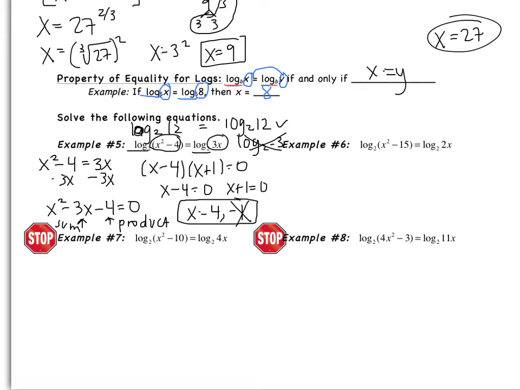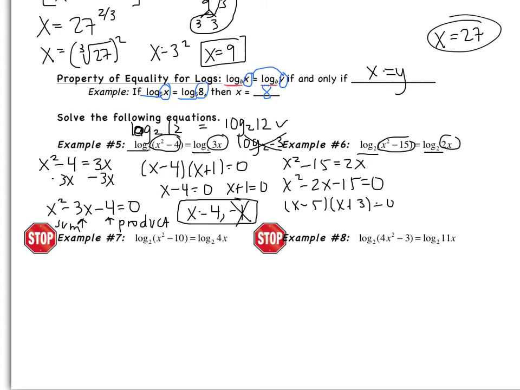Okay, let's try example 6. Again, I have log base 2, log base 2, they're the same. So I'm going to set the arguments equal. I have x squared minus 15 equals 2x. Subtracting 2x, I get x squared minus 2x minus 15 equals 0. Looking for two numbers whose product is negative 15 and whose sum is negative 2. So two numbers that multiply to negative 15 and add to be negative 2. Hopefully you know that that's negative 5 and positive 3. So I have x minus 5, x plus 3. This gives me x equals 5 and negative 3.